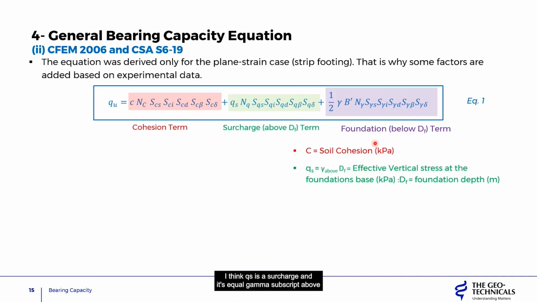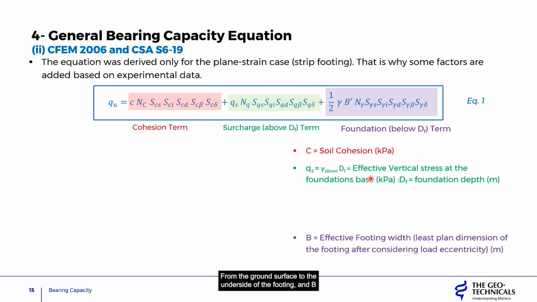And then QS is a surcharge, and it's equal to gamma above, the surcharge above the foundation level, times the foundation depth. So it's the effective vertical stress at the foundation depth. Effective vertical stress means it's just the soil above the foundation level. So if you have water, you're going to subtract gamma water from the gamma of the soil above the foundation level. And again, DF is the foundation depth from the ground surface to the underside of the footing.